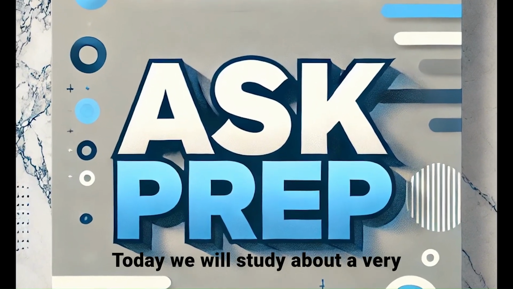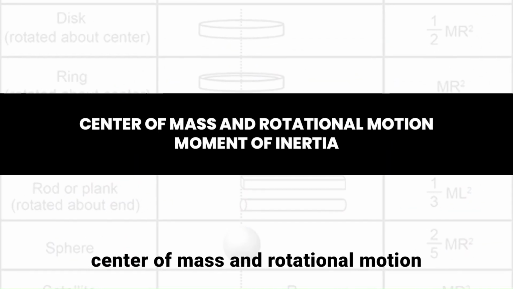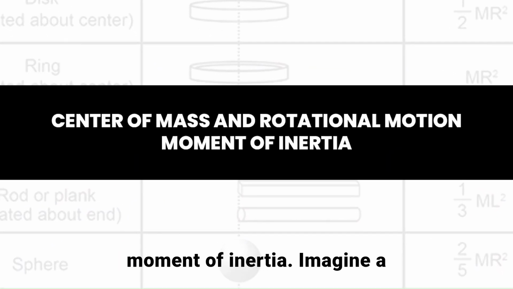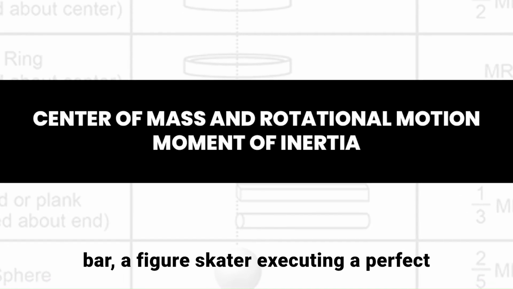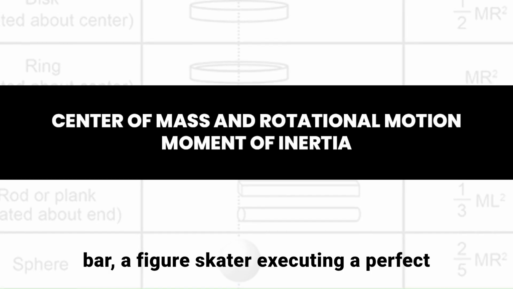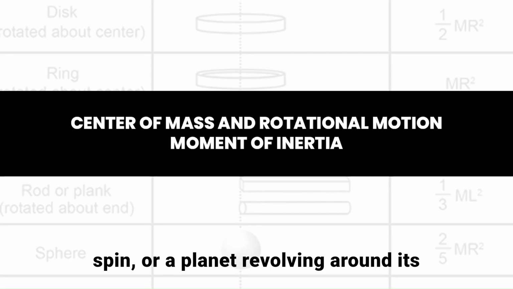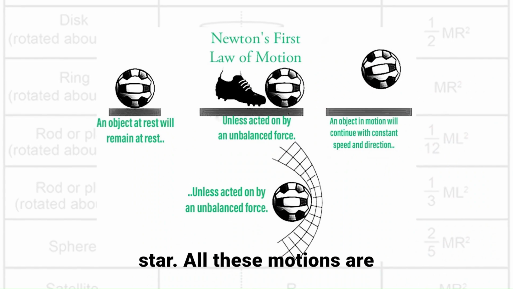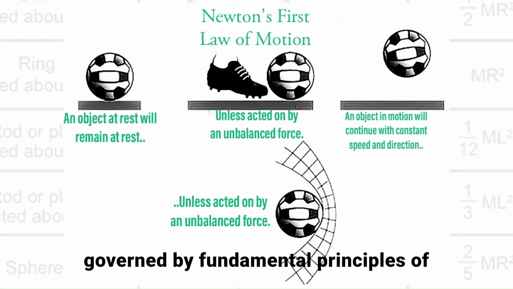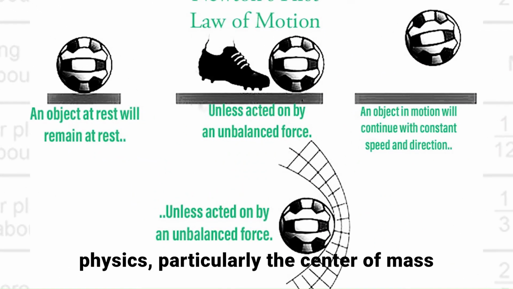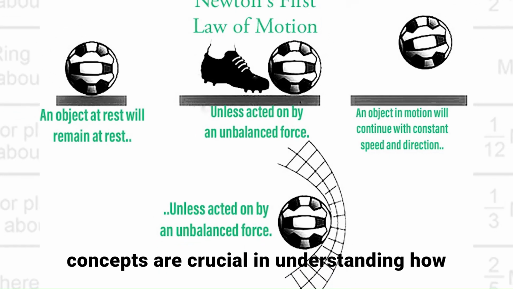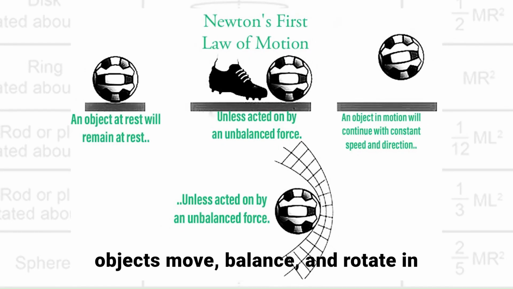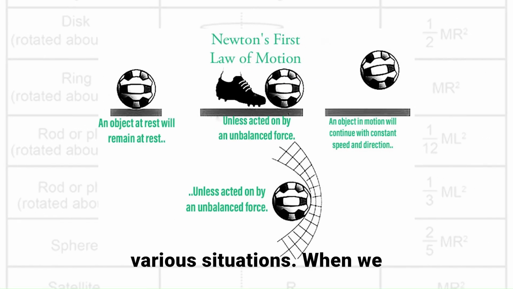Today we will study a very important topic of physics, which is center of mass and rotational motion, moment of inertia. Imagine a gymnast spinning effortlessly on a high bar, a figure skater executing a perfect spin, or a planet revolving around its star. All these motions are governed by fundamental principles of physics, particularly the center of mass and rotational motion. These concepts are crucial in understanding how objects move, balance, and rotate in various situations.